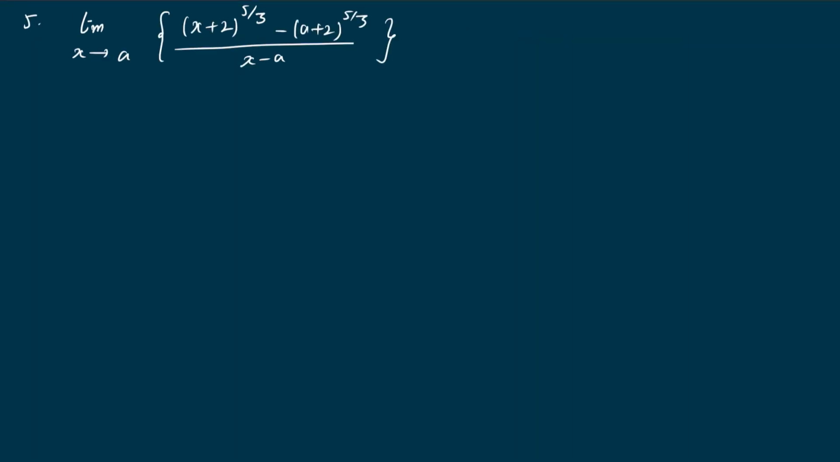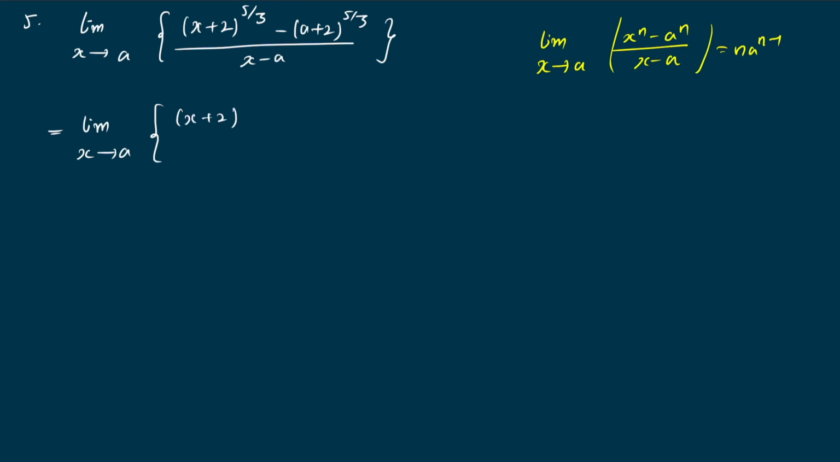Next, question 5. Here again we will use this formula. Now here we can write limit x tends to a, x plus 2 whole to the power 5 by 3 minus a plus 2 whole to the power 5 by 3. Now in the denominator, can I write x plus 2 minus a minus 2? Can I write like this?